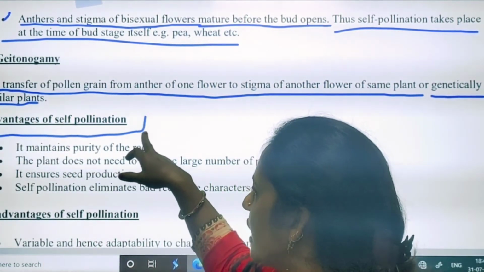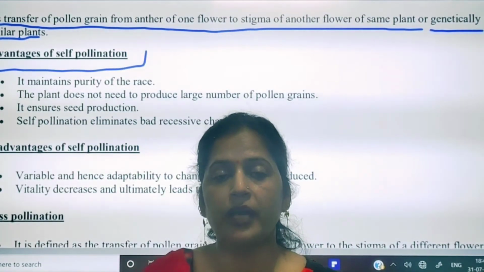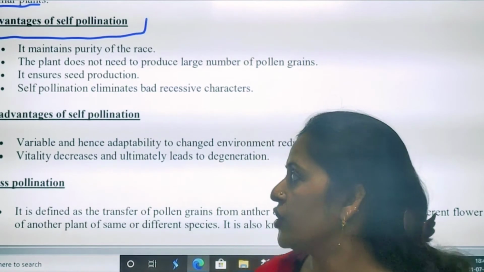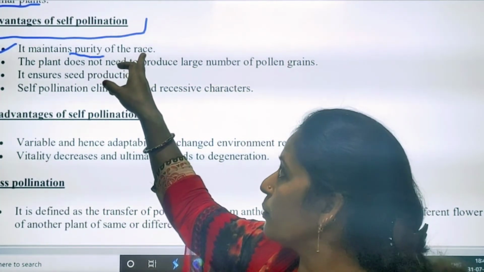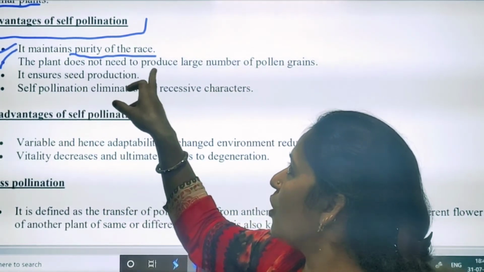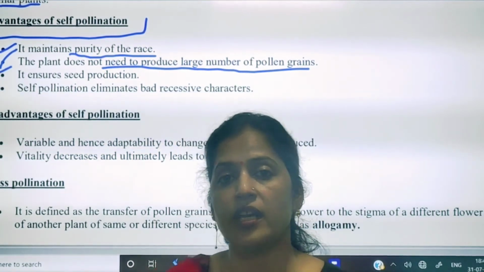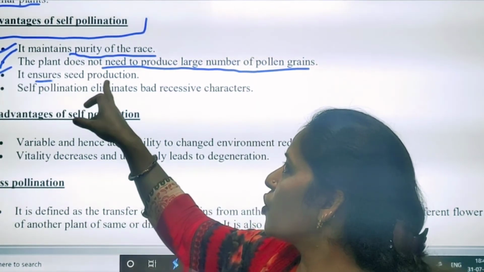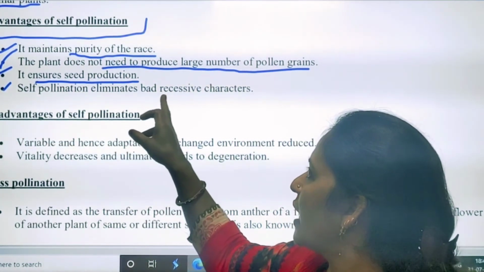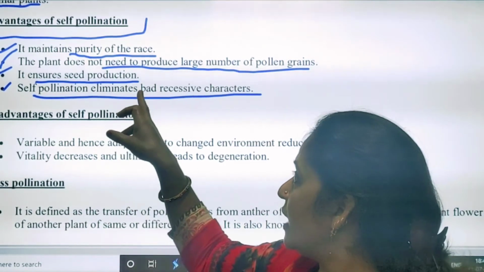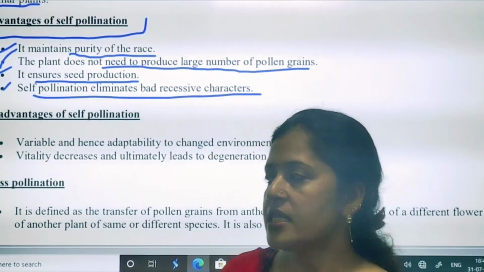Next, advantages of self-pollination. What are the various advantages on the basis of which we can say that self-pollination is beneficial? It maintains purity of the race. The plant does not need to produce a large number of pollen grains. It ensures seed production. Self-pollination eliminates bad recessive characters. So these are the advantages of self-pollination.